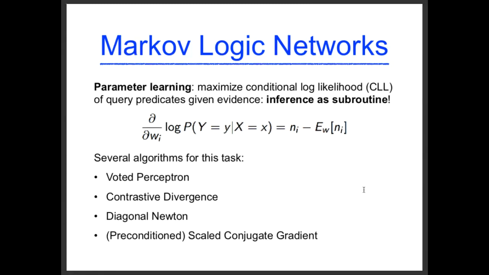So inference is a subroutine of parameter learning here. For each epoch of the parameter learning stochastic gradient descent algorithm, you have to run the inference. So that's quite costly. And there are several methods for doing this. And again, I think that Sriram will talk about them tomorrow.